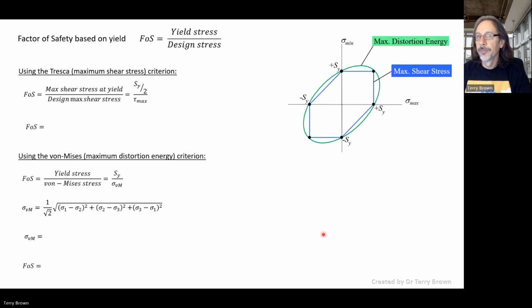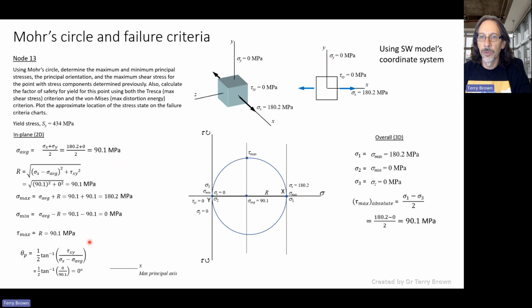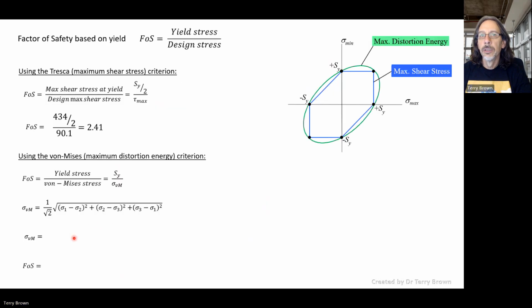All right. And plotting on Mohr, using the failure criteria again: maximum shear stress at yield divided by 2, same as we had before. The shear stress that we calculated previously was 90.1. Yeah, 90.1. So our factor of safety this time is only 2.4, and still safe. The criteria still predicts that we haven't reached yield.